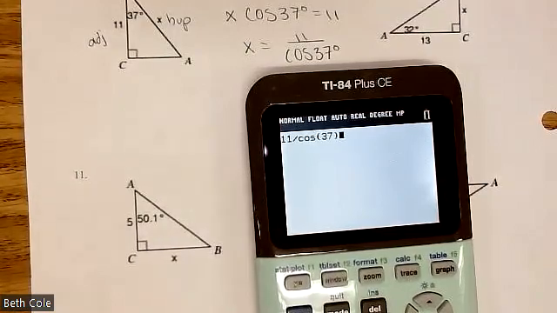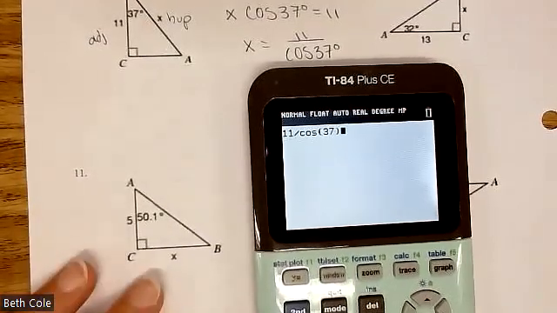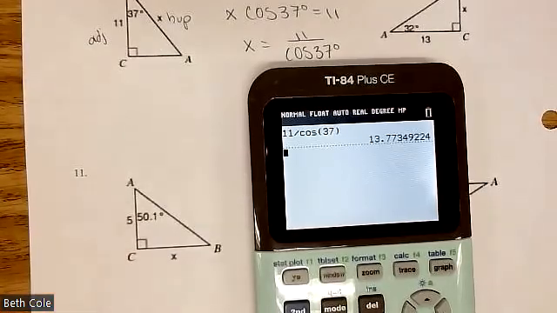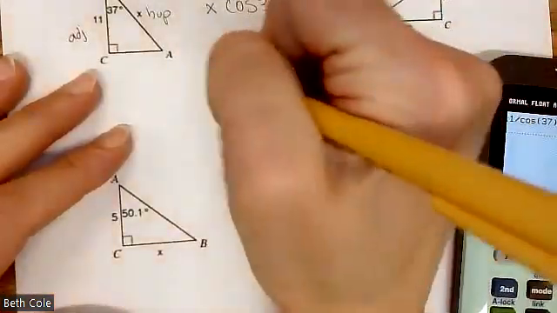Now, I don't know what Delta Math does, so you're going to have to read their directions. I think a lot of the time they say to do 2 places, so just be careful with what they say. Anyone brave want to share? Perfect. 13.773.